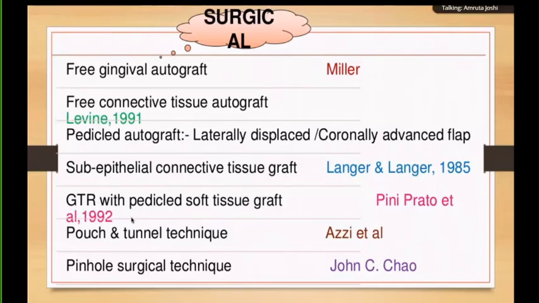Then there is GTR. What is GTR? You take a membrane or scaffold from outside and you place it over the tissue. You place it over the root that is exposed, and you will get root coverage. And then you have the pouch and tunnel technique. Then you have the pinhole surgical technique. These are the basic techniques. Who gave them, you also have to remember. It might be asked in the exam.